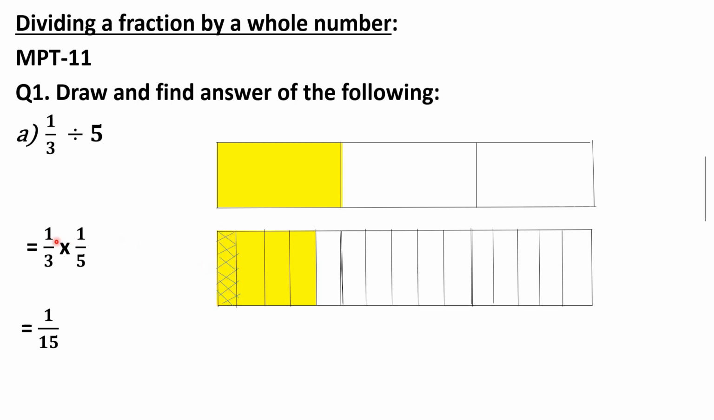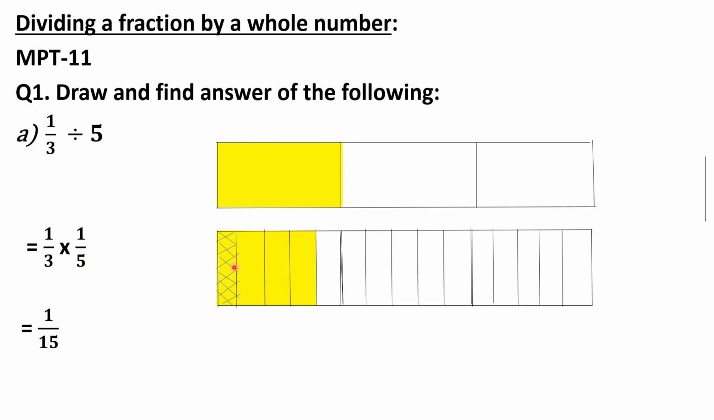You can see, when we take the reciprocal of 5, nothing is written here. A whole number's denominator is always 1. So when we take the reciprocal of a whole number, we get 1 divided by the number. As we have the number 5 here, we get 1 divided by 5 as the reciprocal, and this division sign has changed to a multiplication sign. So 1 by 3 into 1 by 5.